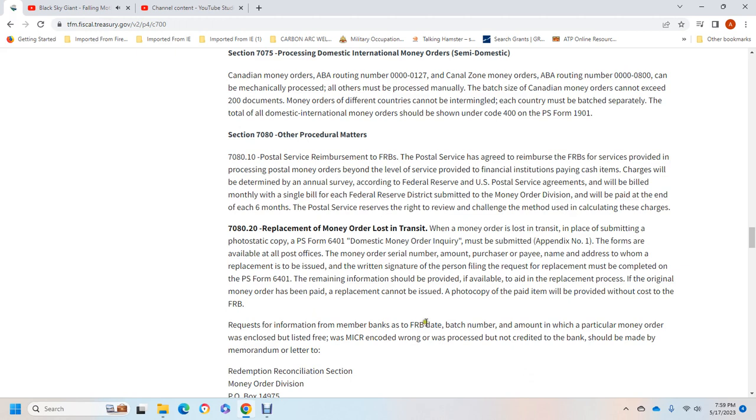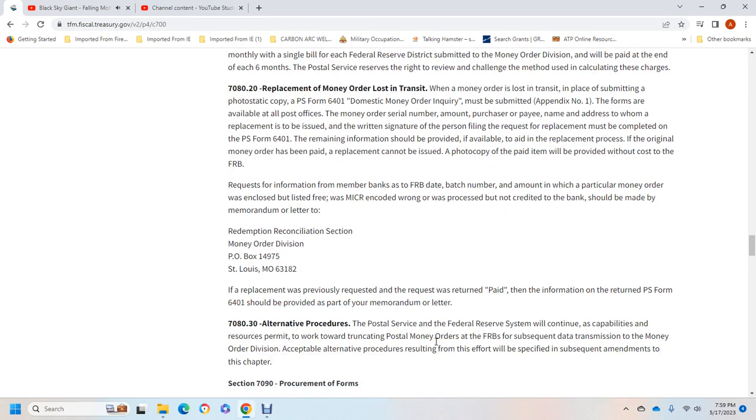Request information from the member bank or Federal Reserve Bank. The batch number and the amount of the particular money order item was included with the listed items, MICR encoded wrong, was processed but not recredited. The bank should not be made with the memorandum letter.